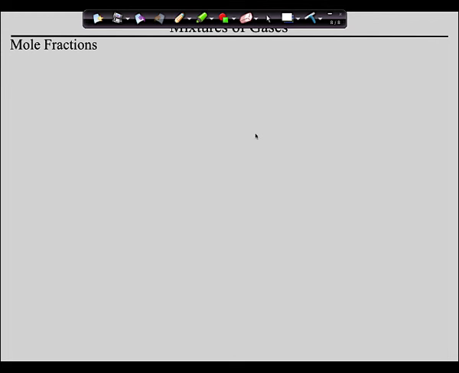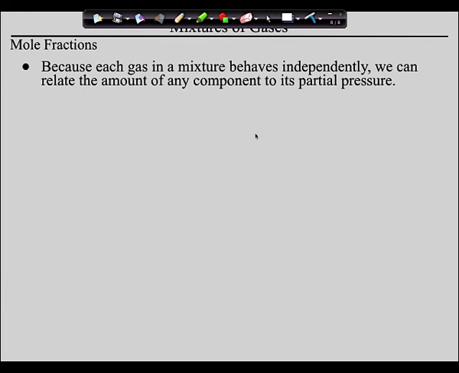So guys, here's what we know right now, and this is how it supports the concept of mole fractions. If we know the pressure ratios of a mixture of gases, we also know the mole ratio of the gases. You okay with that idea? Okay, so let's take that and do some playing around.